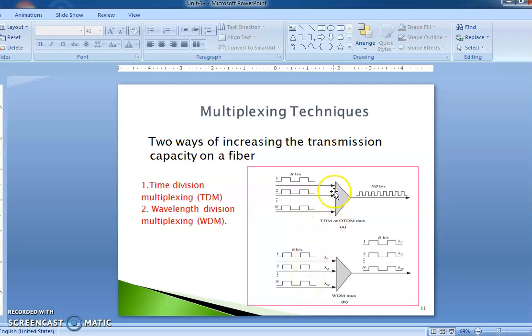See, these are the different channels. This is fed, so, slots. This bit will be occupying the first slot. This stream will be occupying the second slot. This lane will be occupying the nth slot in the time axis. That is time division multiplexing.